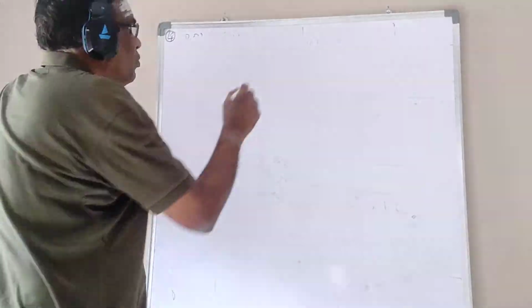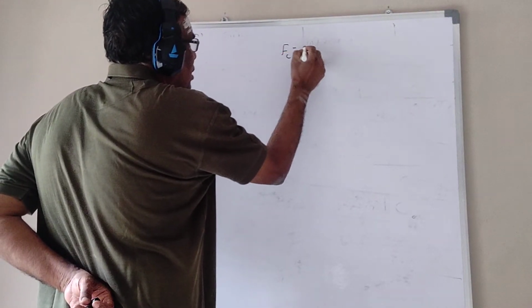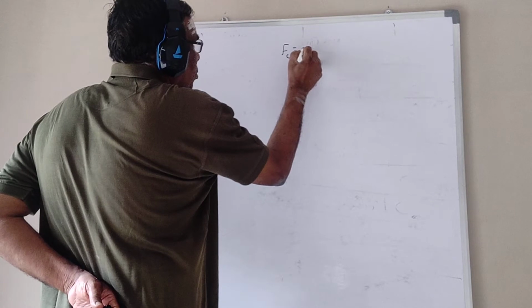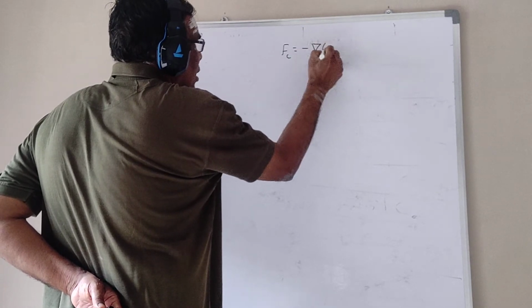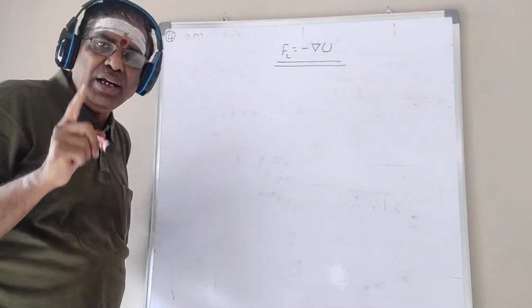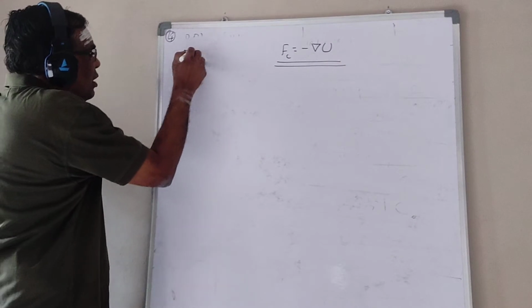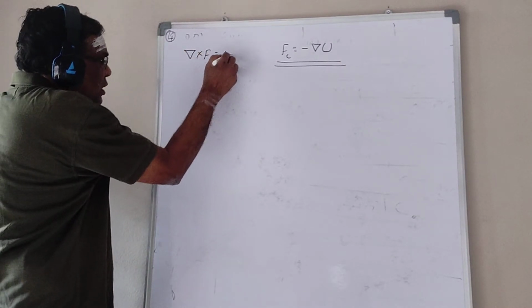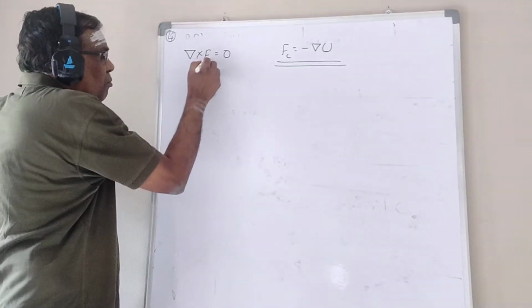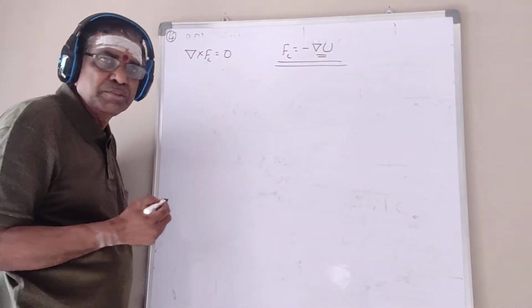It's a conservative force. Fc is minus grad U. I have told you, whenever a force is conservative, its curl is always zero. If this is zero, this is bound to be a gradient.